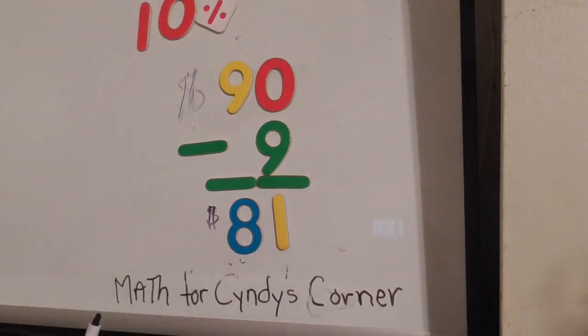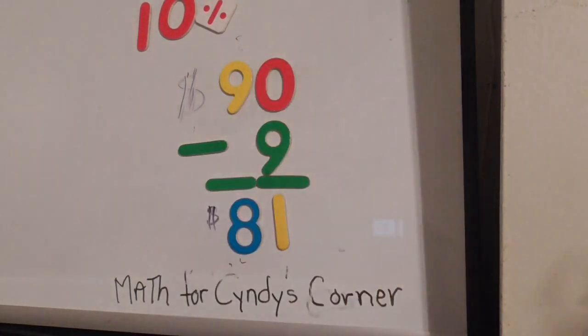I think I'm going to pass. I need a bigger value of that. A bigger percentage has to come off in order for me to buy this dress. I don't want to pay $81 for a $90 dress. If I'm going to get a discount, I want a larger discount. So we pass on that one.